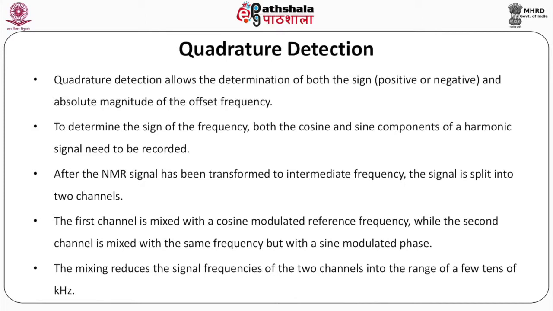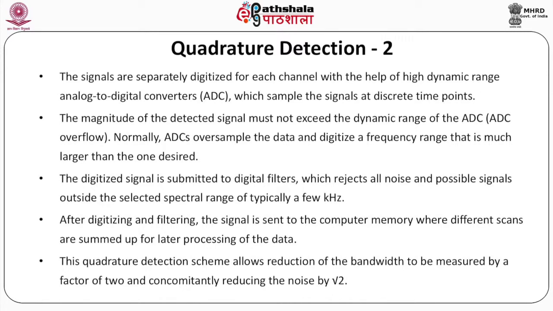The mixing reduces the signal frequency of the two channels into the range of a few tens of kilohertz. The signals are separately digitized for each channel with the help of high dynamic range analog to digital converters, which sample the signals at discrete time points. The magnitude of the detected signal must not exceed the dynamic range of the ADC. This is called ADC overflow.